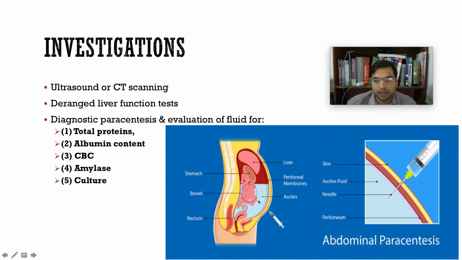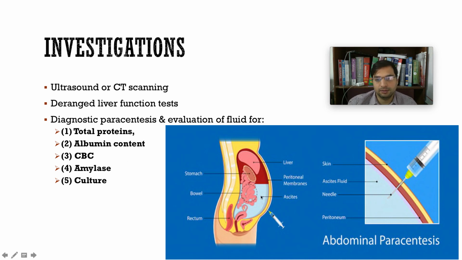But for diagnostic paracentesis, we take little amount of fluid, 5 to 10 ml, and we evaluate that fluid for 5 things. Very important, you should remember these five things. First is proteins, the total proteins in the ascitic fluid. Second is albumin content, then the blood count, the complete blood count, and also the differential of it, right? TLC and DLC, both differential count also and total count also.